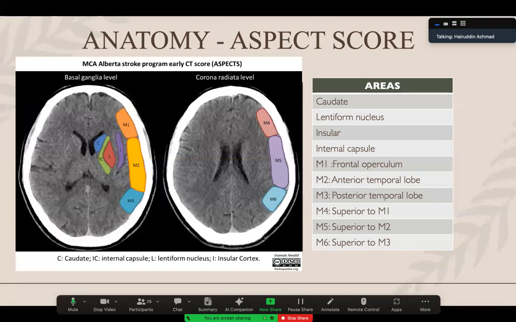We're going to go through this again later on. I'm just going to try to correlate the purpose of learning the anatomy, because this is important for the scoring later on. As I showed you earlier, the caudate nucleus, which is gray matter, appears brighter than the white matter internal capsule. Just lateral to it is the internal capsule, and further lateral is the lentiform nucleus and the insular region. Then we've got some cortical scoring, which I'll discuss later.